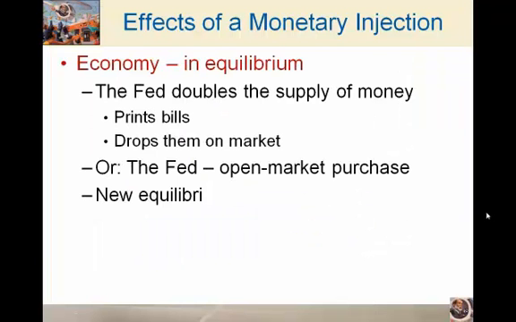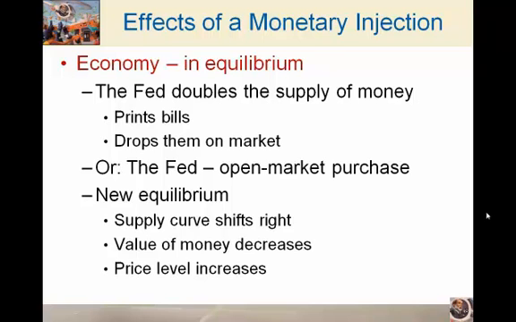So let's say in equilibrium the Fed doubles the supply of money, prints bills, drops them on the market. Maybe you can imagine that might be Ben Bernanke throwing dollar bills out of a helicopter. That's the way a lot of economists see it, in fact. Or the Fed does an open market purchase, of course. Purchase of what? Government bonds. That obviously increases the money supply through the banking system.